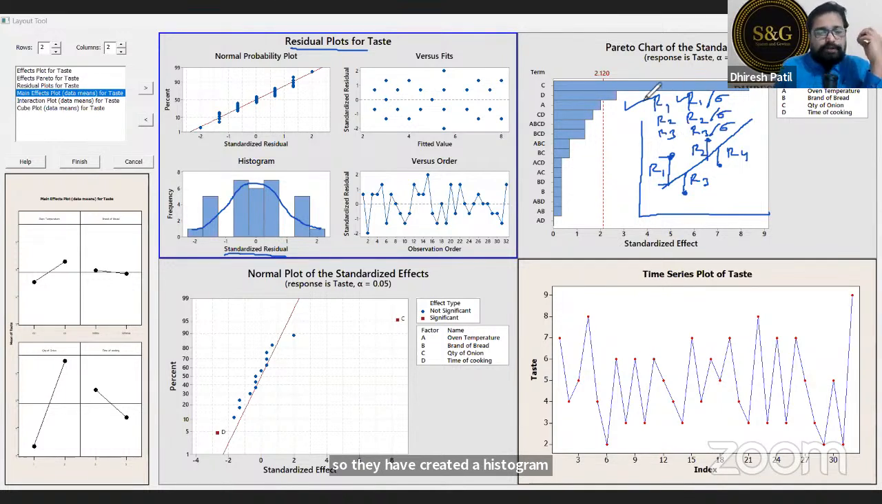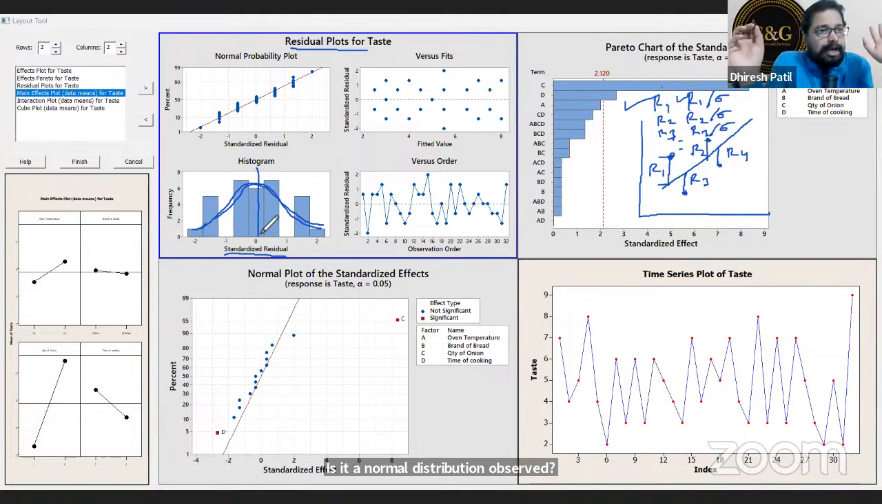Just type yes in the chat box if you have understood this. Is it clear? So what we need to check is, is a normal distribution observed? Can you see a normal distribution?